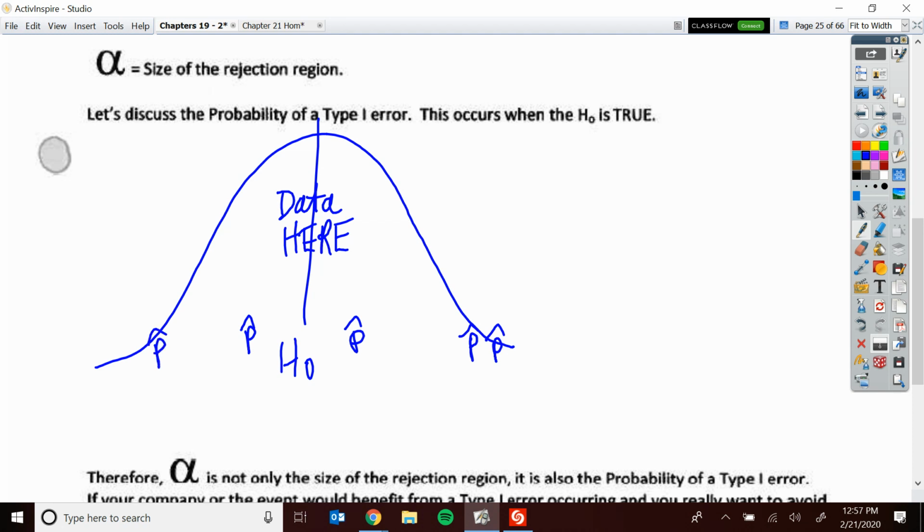Okay, so let's draw in our alpha. Let's say our alpha is 0.05. That means that 5% of the samples that we could get are legitimately valid, and they're going to cause us to what? Reject the null hypothesis, even though we should not.